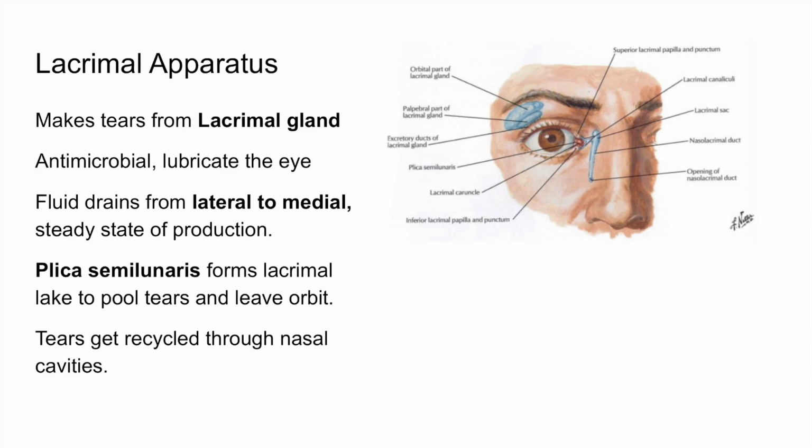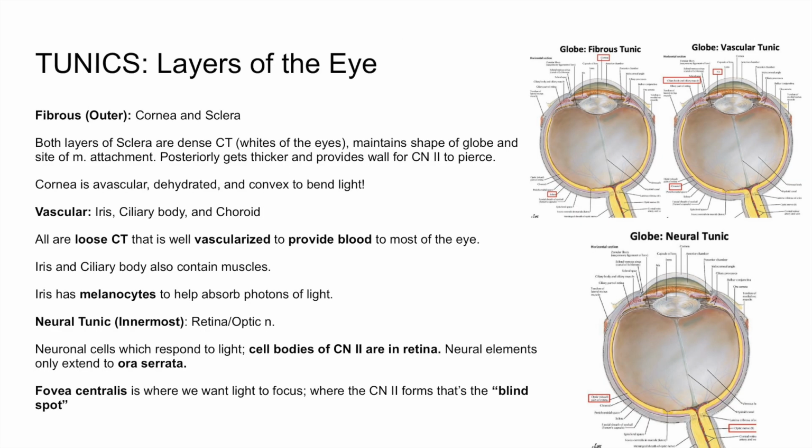cannot drain properly. All right, so this slide is just organizing the eye into 3 tunics or layers. And this is the core framework you want solid because a lot of the physiology and pathology maps onto these layers. So starting out with the fibrous tunic, which is the outermost layer. Okay, this includes the sclera and the cornea.